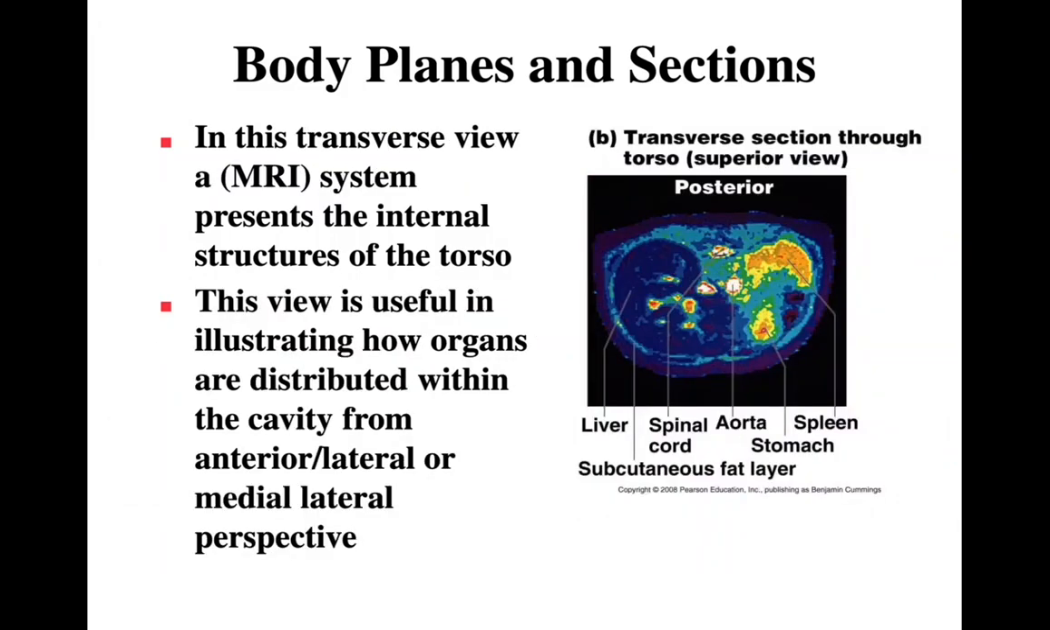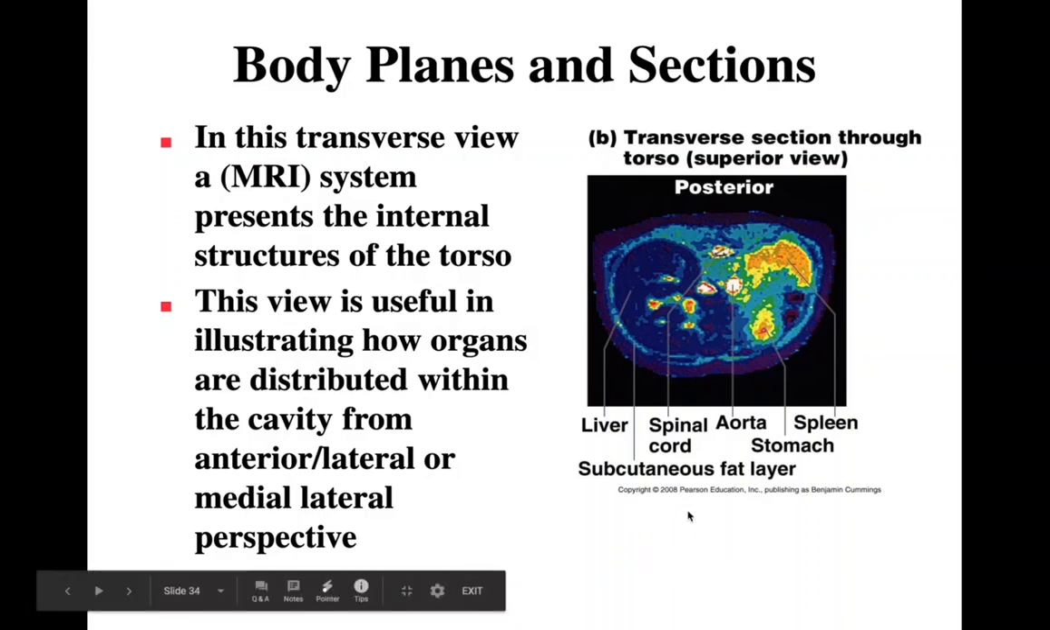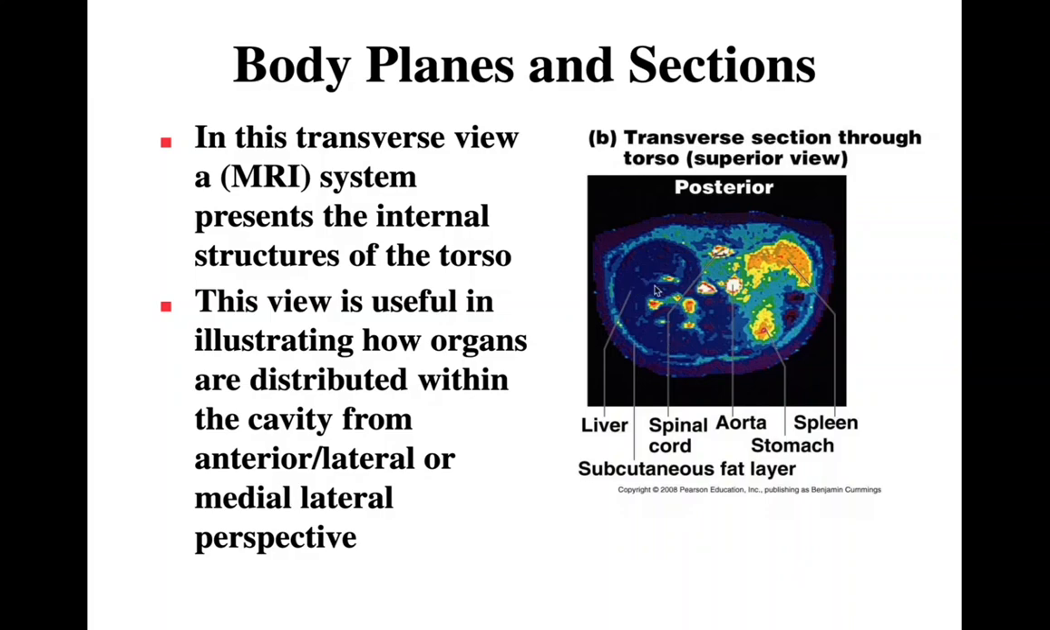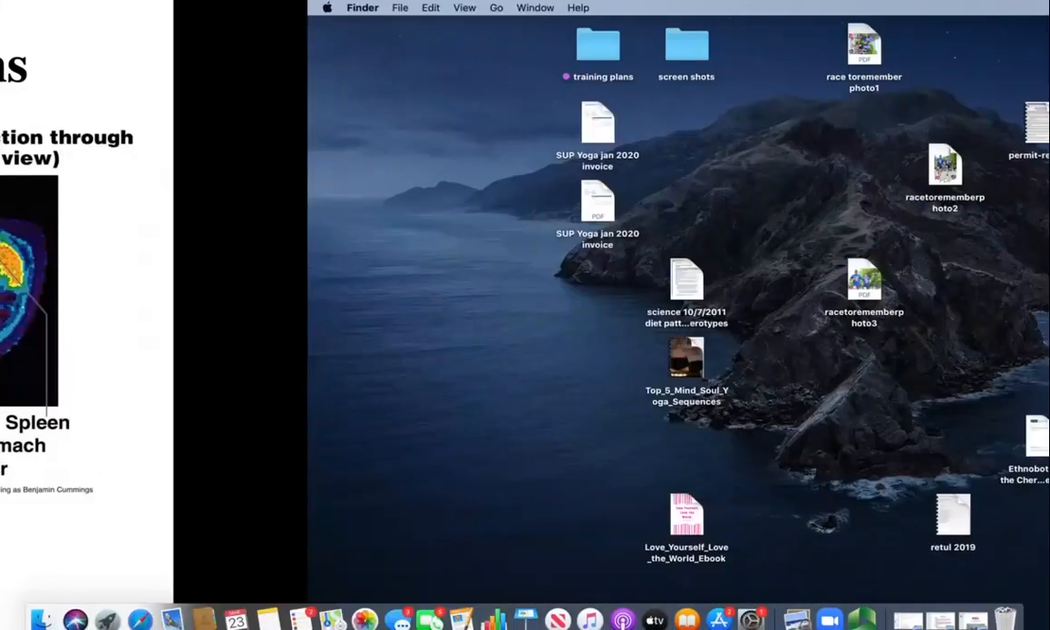This is a transverse view. So this is going through, it's cutting through their abdominal area. So you can see the liver, spinal cord, the aorta, stomach, spleen, and then the subcutaneous fat layers. So this can help see how things are distributed within the body cavity.